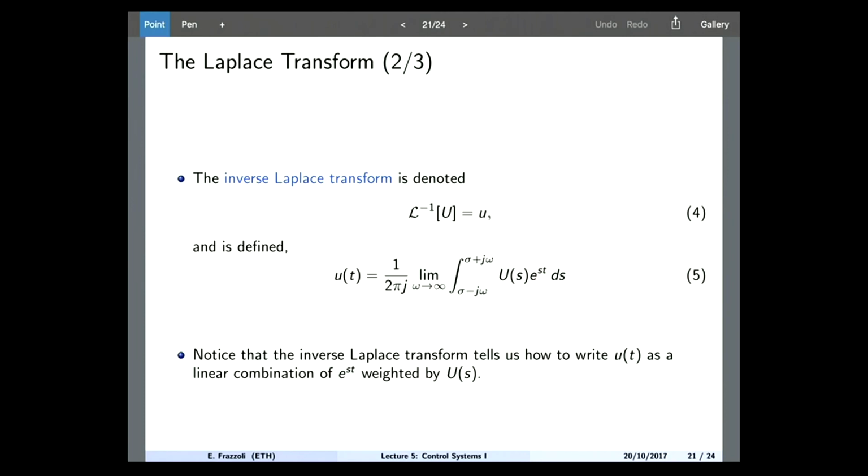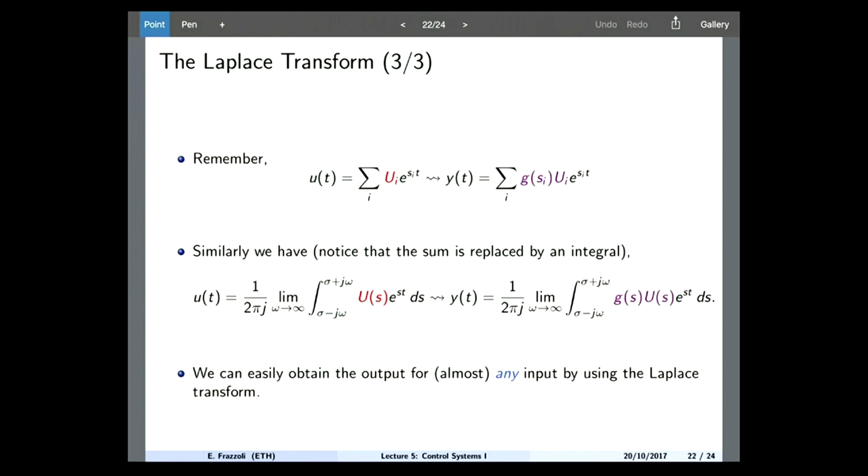So if I have any function u of t, and I want to figure out what coefficients I need to multiply these elementary inputs by, how do I find those coefficients? Those coefficients are exactly the Laplace transform of my signal u of t.